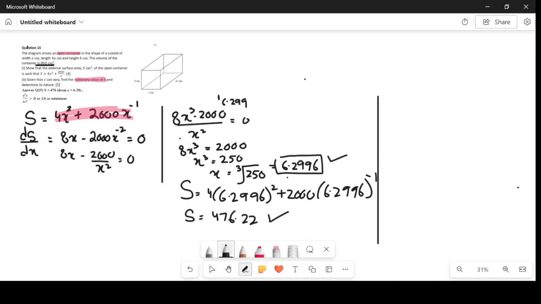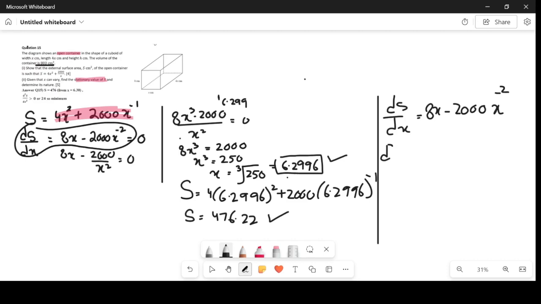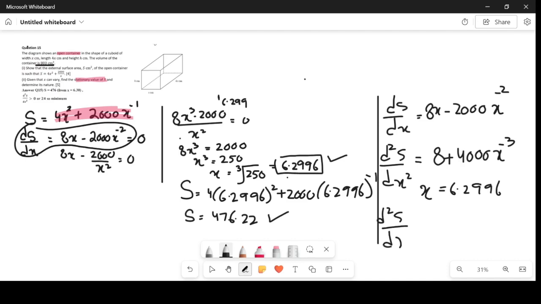You first need the first derivative again, which I believe was this. Let me write that again. So we have the first derivative, 8x minus 2000 x power minus 2. Derive it again, take its second derivative, which is d square x upon dx square, and it becomes 8 plus 4000 x power minus 3. So after taking second derivative, now substitute the value of x that we got, that was 6.2996, and see if you get a positive answer or a negative answer.